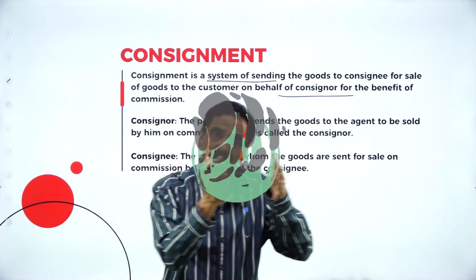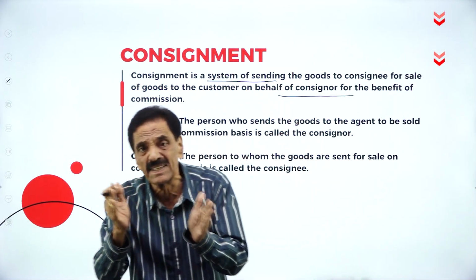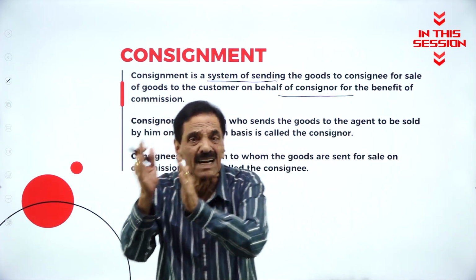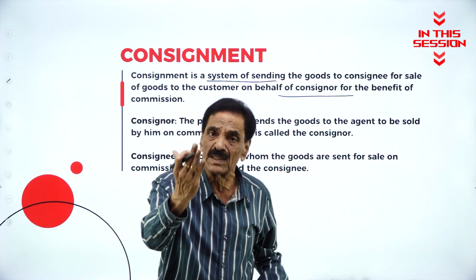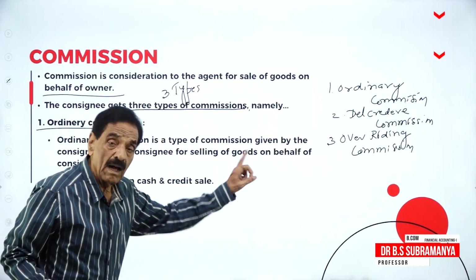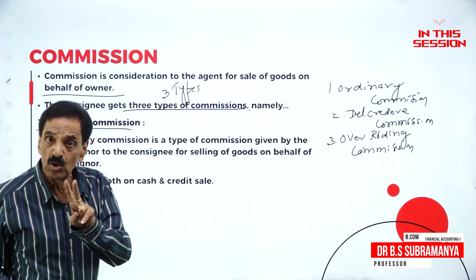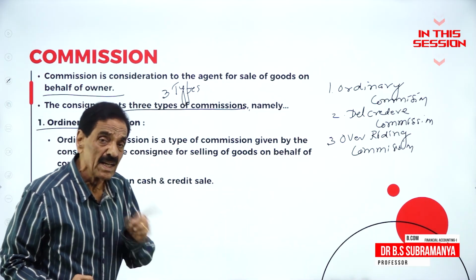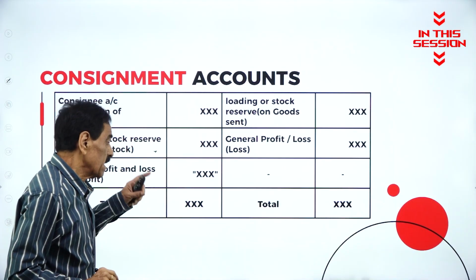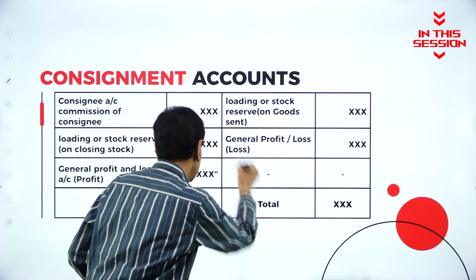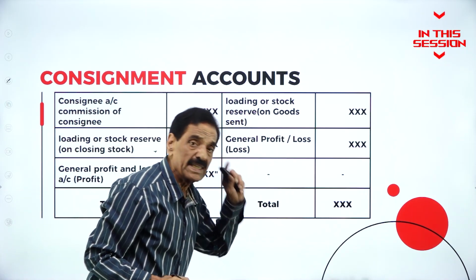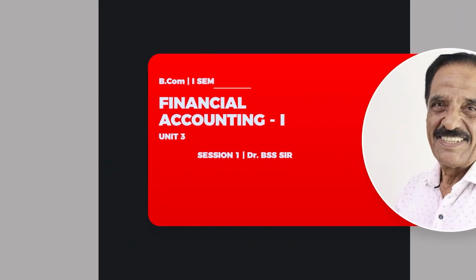Owner is called the consignor and the agent is called consignee. The agreement between the consignor and the consignee we call as consignment account. There are three types of commission. One is called ordinary commission. Number two, bill credit commission. Number three, overriding commission. Whatever the difference comes, if the credit side is more than the debit side, then it's a profit. If the debit side is more than the credit side, it's a loss.